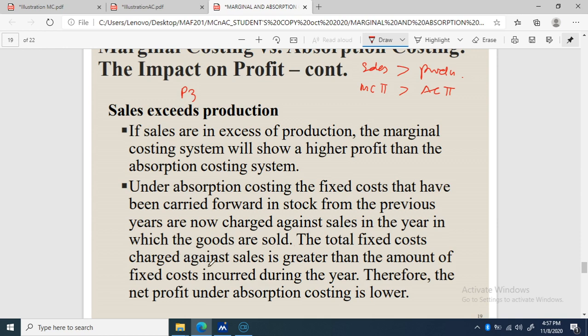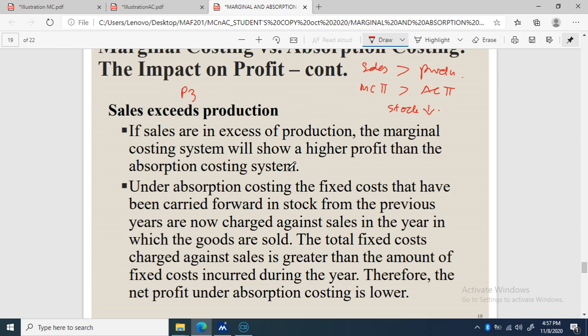So the total fixed cost charged against sales is greater than the amount of fixed cost incurred during the year. So therefore, net profit will be lower for absorption costing. So in this situation, the stock decreases. We refer to period 3, stock decrease, because your sales are more than production. Okay, so these are the three situations and their impact on profit.